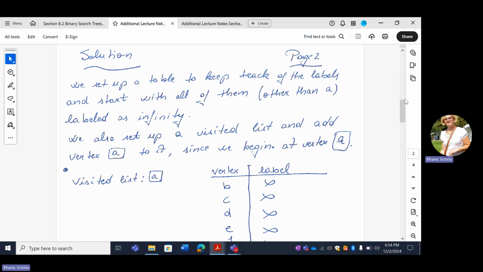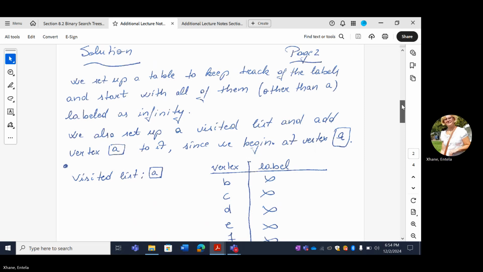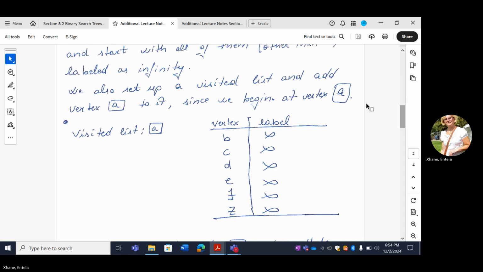So the first visit, I'm going to call it visit A. So we start at A. Therefore, in the visited list, which is the visited table, under the vertices, we do not include A. This is your starting point. So we include all the remaining vertices, B, C, D, E, F, Z.